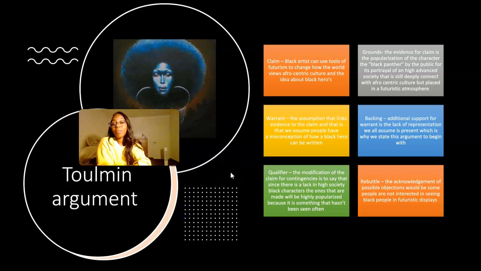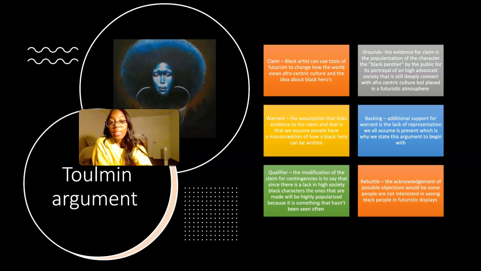So, as I broke this argument down, I said the claim was Black artists can use tools of futurism to change how the world views Afrocentric culture and the ideas about Black heroes. The evidence for the claim is the popularization of the character, the Black Panther, by the public for its portrayal of a highly advanced society that is still deeply connected with Afrocentric culture, but placed in a very futuristic atmosphere.